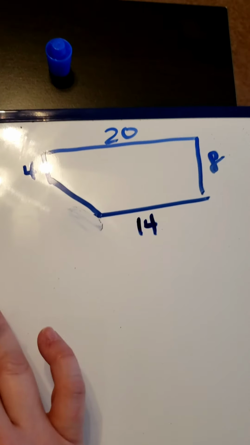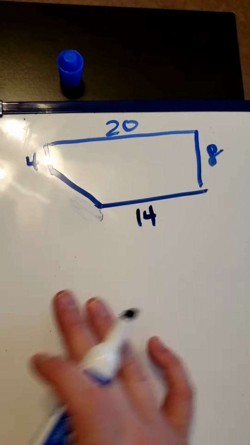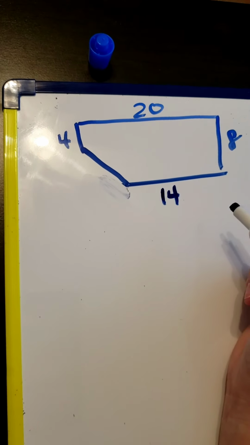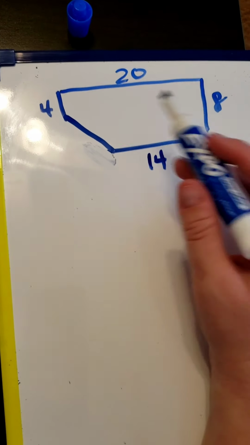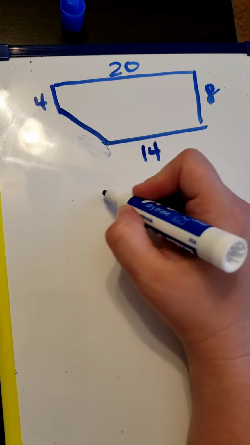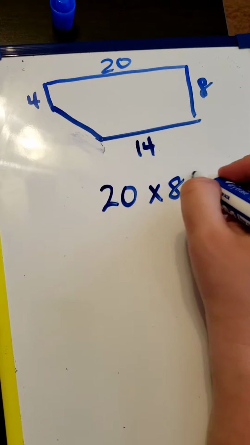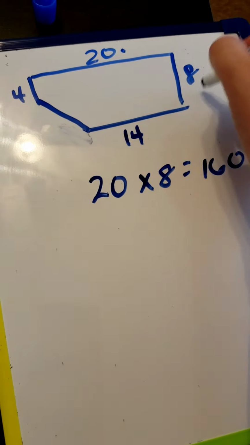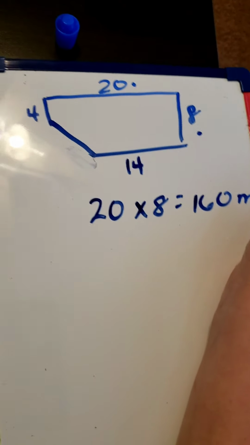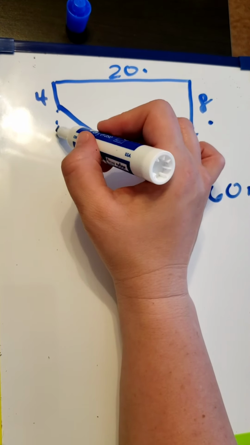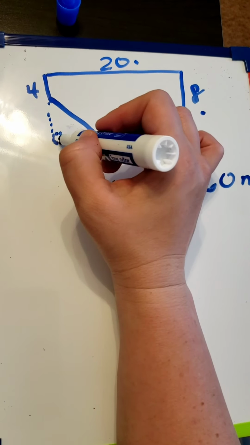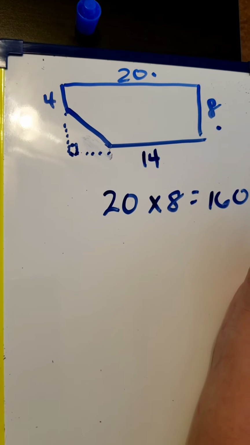All right, our next one is asking us to find the area. Well, this is not a shape that we know the formula for, so we have to do a little more digging into the shape. I have a rectangle. The area of that rectangle is going to be 160 meters because I'm going to use these two numbers as if it were a full rectangle. This shape here that is being cut out is a right triangle.